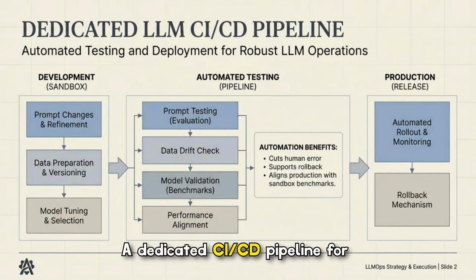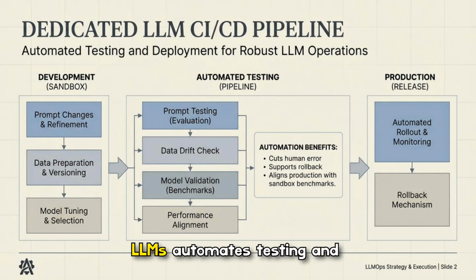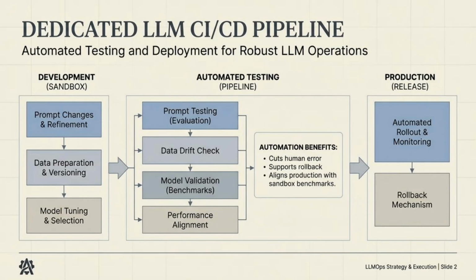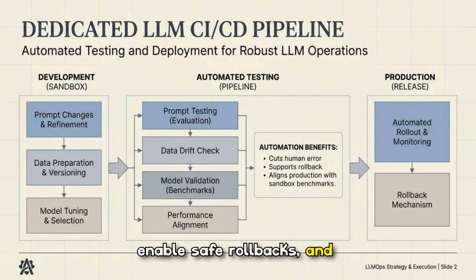A dedicated CI/CD pipeline for LLMs automates testing and deployment from sandbox development to production release. Automated prompt testing, drift checks, model validation, and performance alignment reduce human error, enable safe rollbacks, and ensure production matches sandbox benchmarks so changes can be deployed quickly and with confidence.